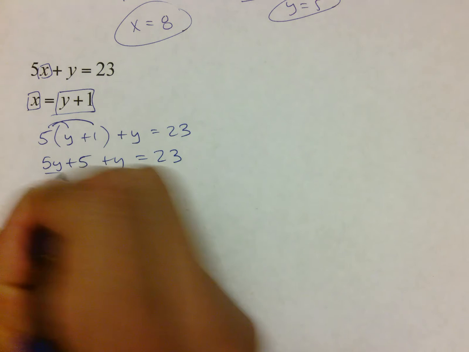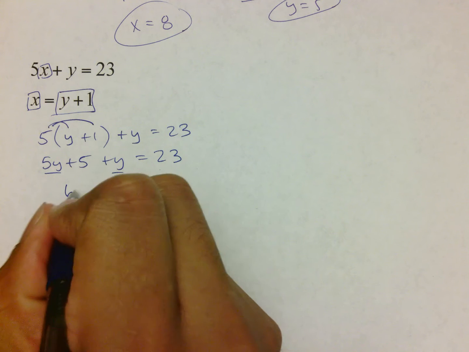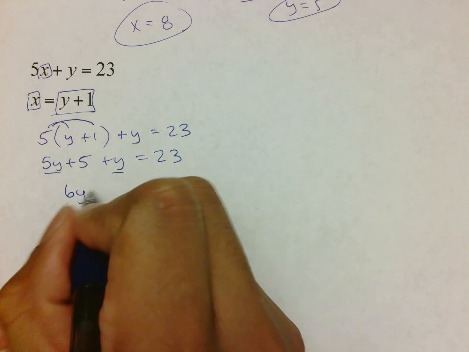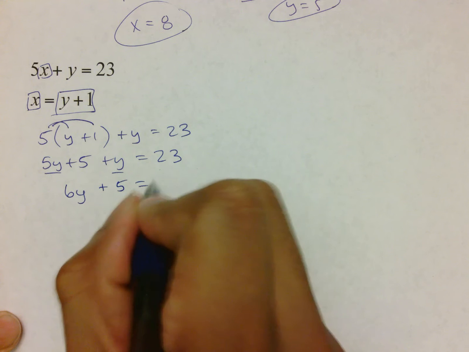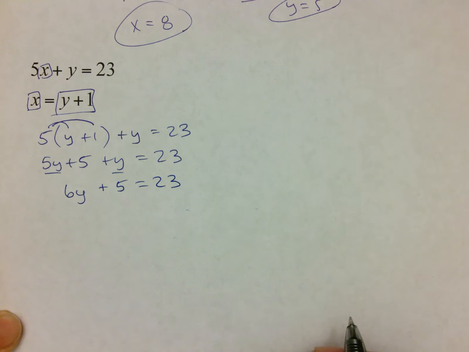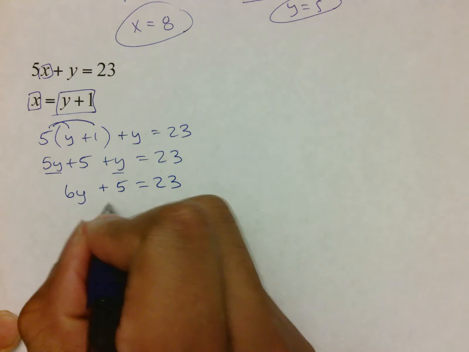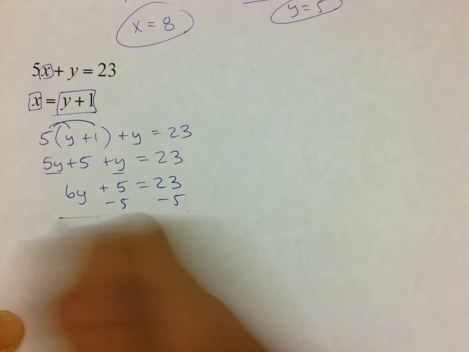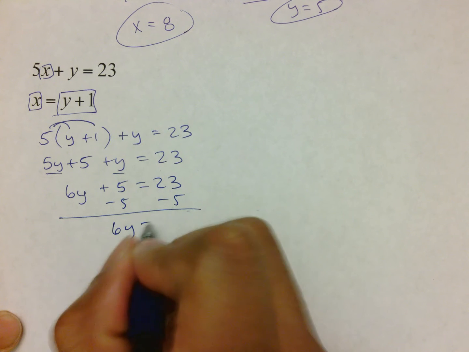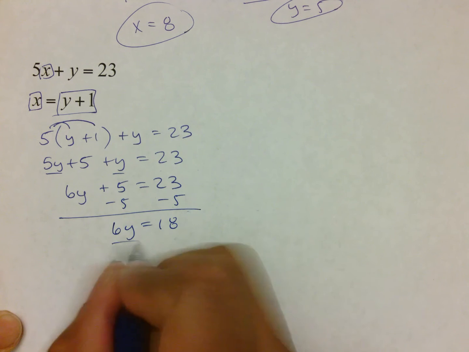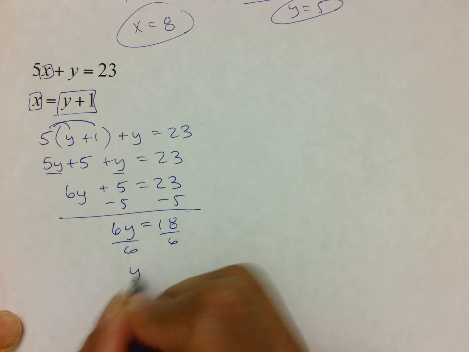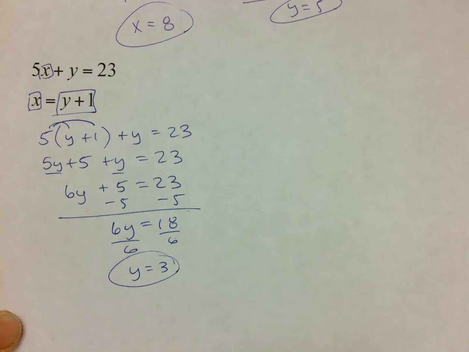You then combine your terms, 5y and y makes 6y plus 5 equals 23. And again, algebra steps all the way through to your answer. And that would be your first part.